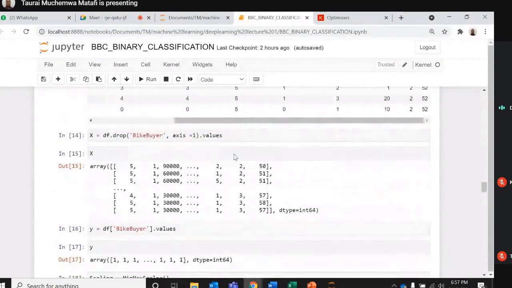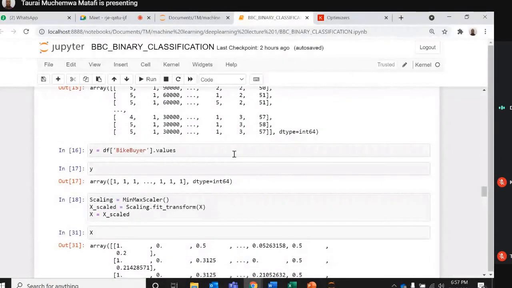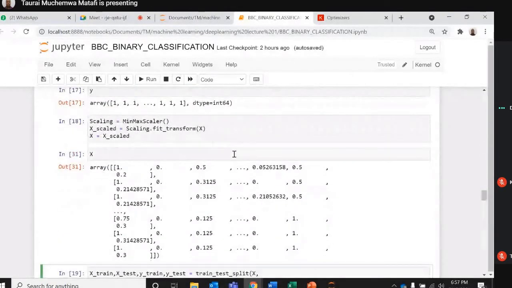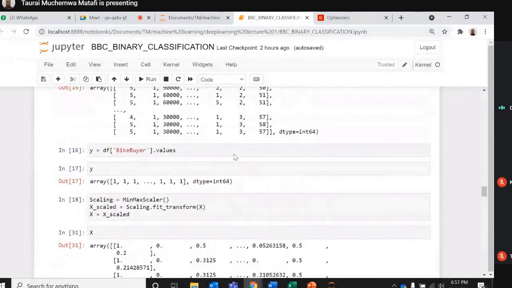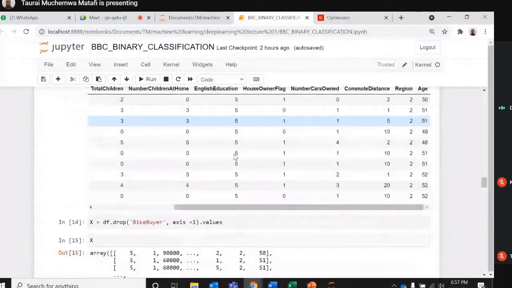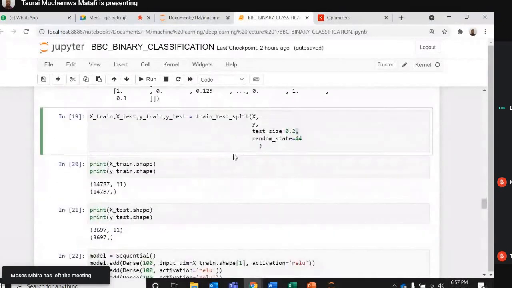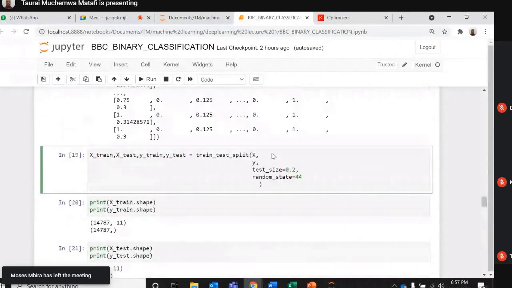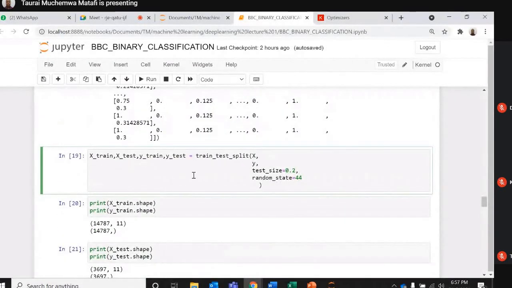Yes, Tora, that's correct. 80% was used on the training data set, and 20% for the test. Yeah, correct.